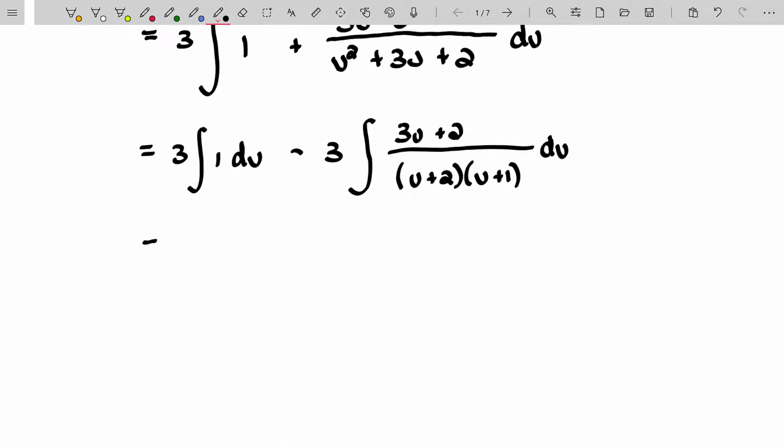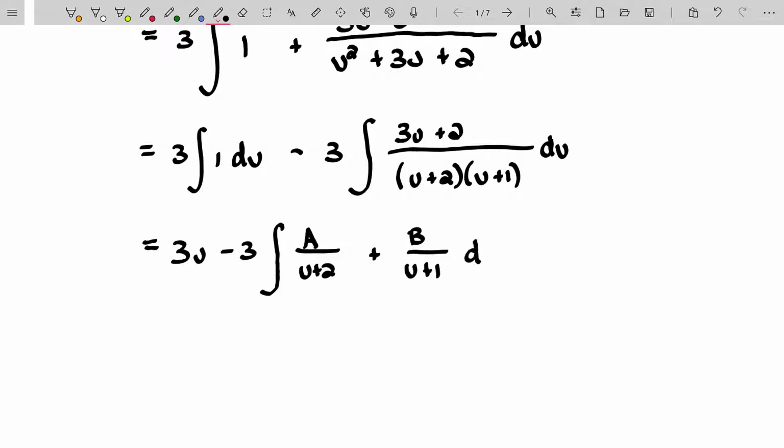Obviously the first integral is super easy, right? That's just 3u minus 3 times. And now we're going to go ahead and say, well, that integral, which is 3u plus 2 divided by the quantity u plus 2 times the quantity u plus 1, can be written as some number over u plus 2 plus some different number over u plus 1 du.